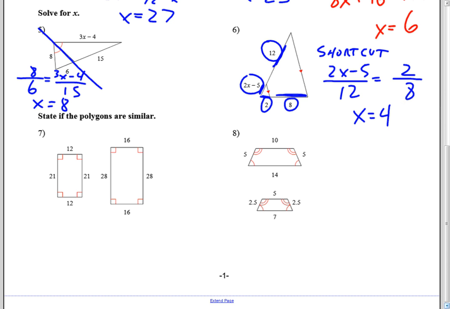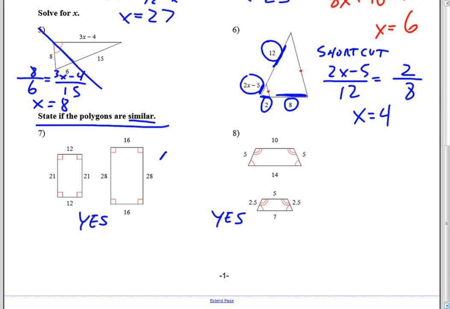For the people who were here when we went over 7 and 8, what was the answer to 7 and 8? Are they similar? Yes. Both of them were similar. Can you tell me why? If we're not looking at triangles, what are we looking at?